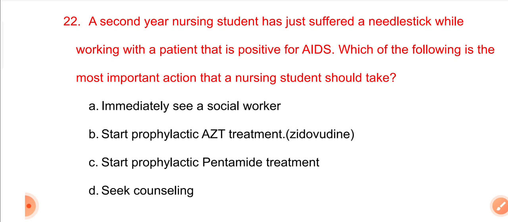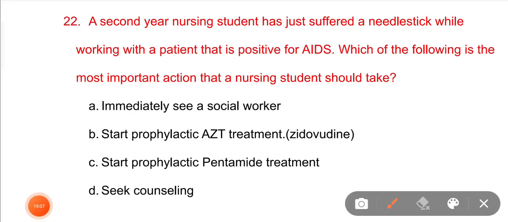The next question is, a second year nursing student has just suffered a needle stick while working with a patient that is positive for AIDS. So, when the second year nursing student is working with the AIDS positive patient, which of the following is the most important action that the nurse student should take? The options are option A, immediately call a social worker, option B, start prophylactic AZT treatment, option C, start prophylactic pentamidine treatment, option D, seek counseling.